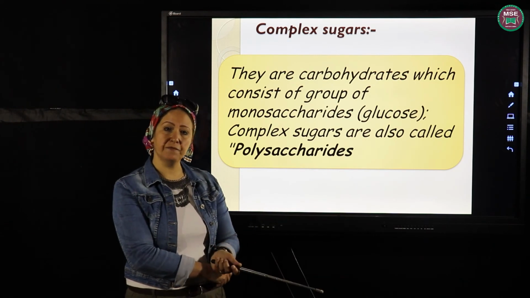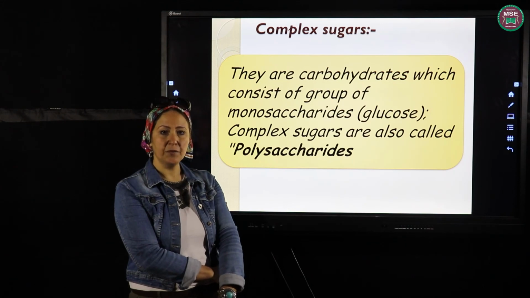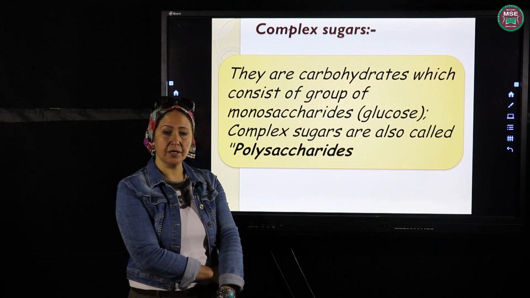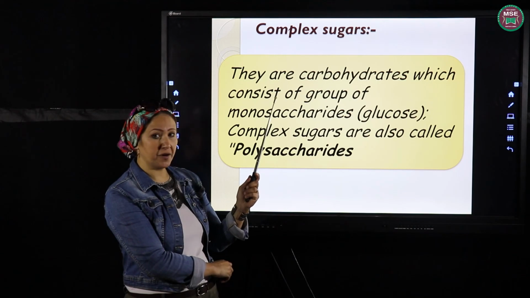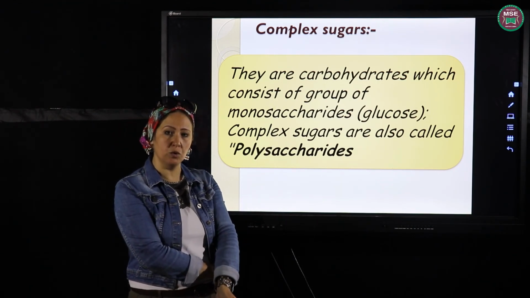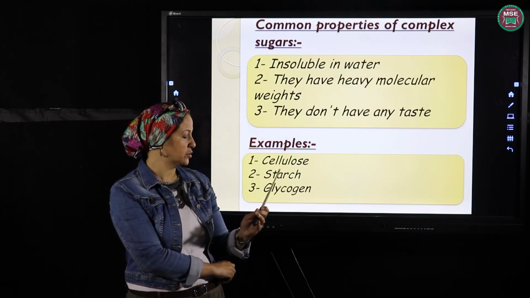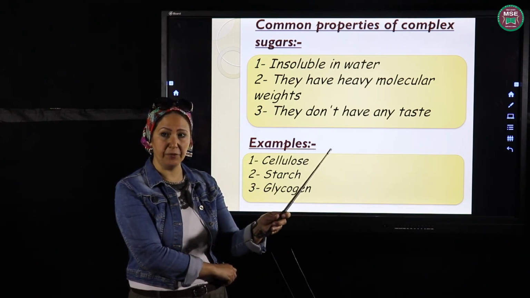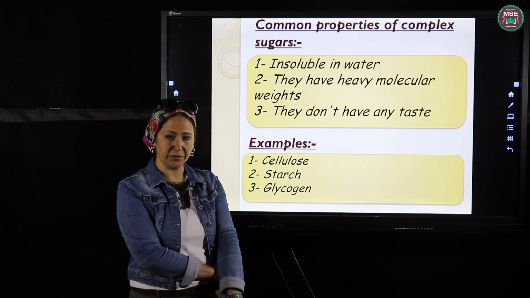The last type of sugar, or carbohydrates, is the complex sugar. The complex sugars are carbohydrates whose polymer consists of a group of monomers joined together. So what are the complex sugars? They are carbohydrates which consist of a group of monomers, or monosaccharides, joined together. We have here 3 examples: cellulose, starch, and glycogen. And the properties of the complex sugars, as we said before, differ from, or are the opposite of, the properties of the simple sugars. Thank you.